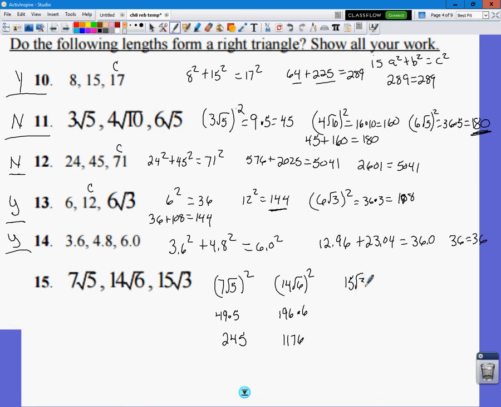15 square roots of 3, squared. 15 squared is 225. The square root of 3 squared is 3. And this is 675. Again, this is my c side of this. So I'm going to check to see if 245 plus 675 is equal to 1176. And these are not equal to each other, so the answer to this one is no.